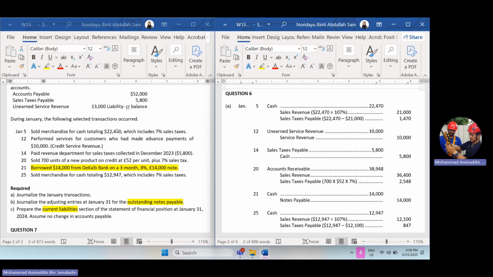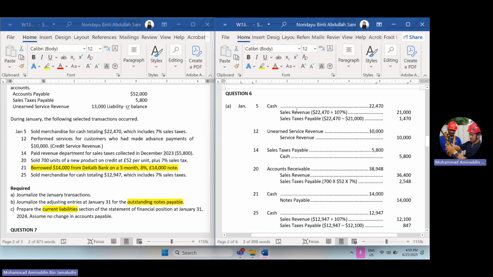107% equal to 22,470. Can I know how much is the 100%? Can I know how much is the 7%? Okay. Why is it important? Because you need to know how much is the sales tax.